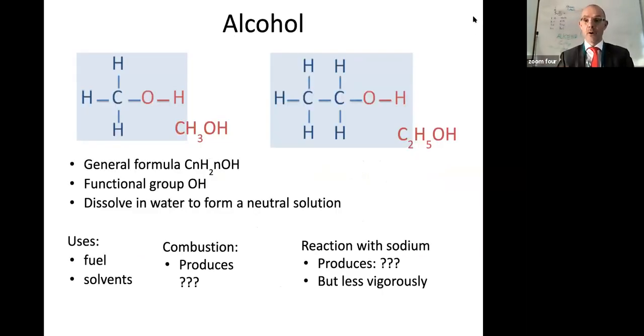Now, let's look at our third group. So far on the board behind me, I have alkanes and alkenes. Now I'm adding alcohols. The functional group in an alcohol is OH there. Okay. In an organic compound, finding an OH group at the end makes it an alcohol.